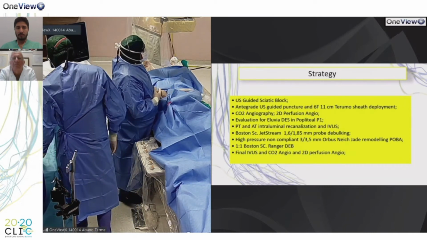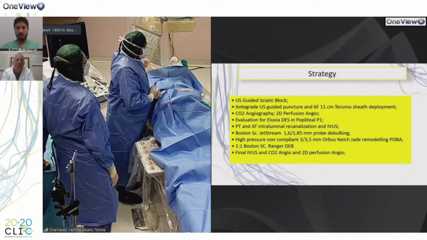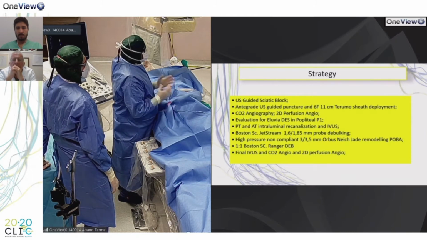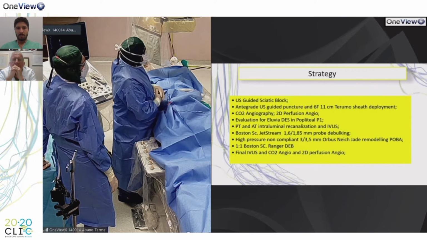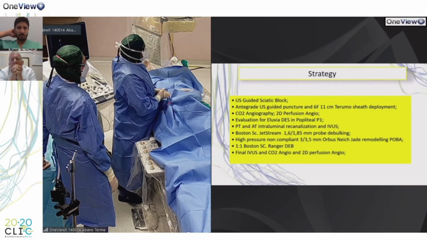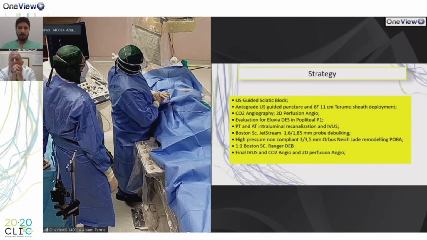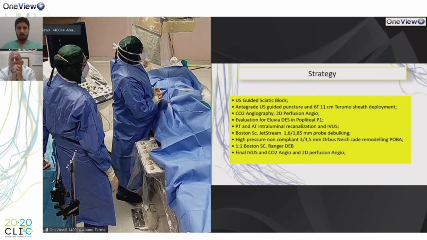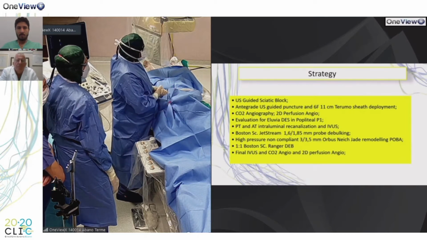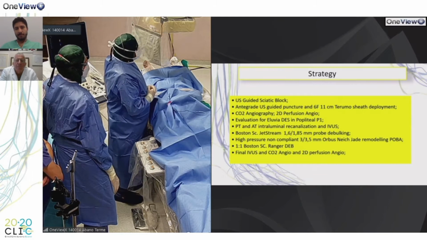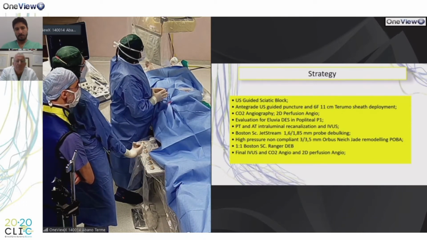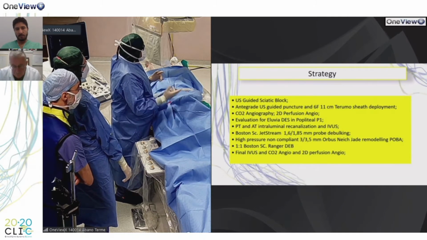The next step will be the debulking with the rotational atherectomy device from Boston Scientific. We are going to choose the Jetstream 1.6 or 1.85 to remove the plaques, and then remodeling the vessel wall with a high pressure non-compliant balloon from Orbus Neich. The name is Jade, before the definitive treatment with drug-eluting balloons one-to-one with the vessel. And finally, we will repeat the IVUS evaluation and the CO2 angio and the 2D perfusion angio at the end to evaluate the success of the procedure.